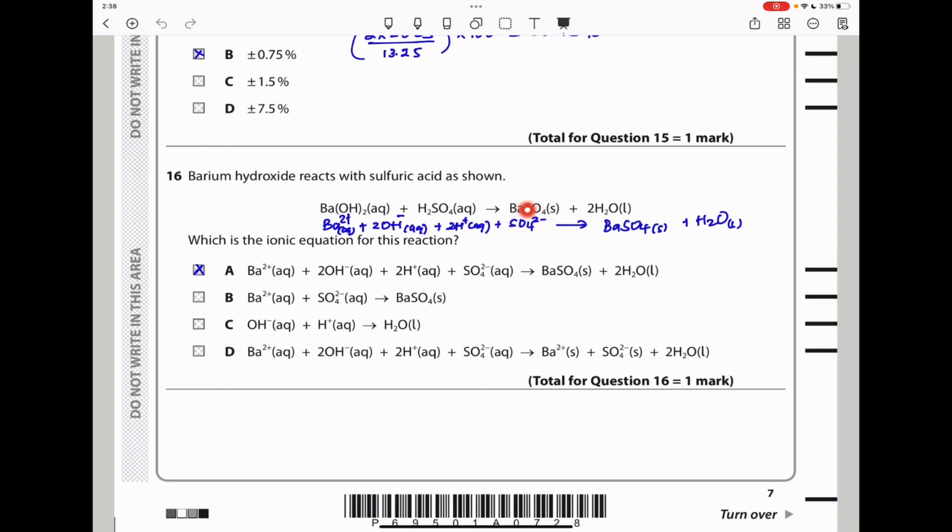But on the other side, we can say this is a solid, I cannot break it, and that is a liquid, I cannot break it. So this ends up being my overall ionic equation, and you can see it's only existent in A. The others are not. So there is nothing that cancelled out here because on the product side, there is nothing that was aqueous. Let's continue to question 17.